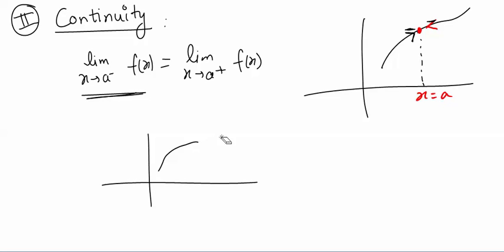I'll redraw it so that you'll understand it better. I'm approaching from right and you are getting the same value. Why are you getting the same value? Because the y coordinate is same, right? The y coordinate is same. Getting my point? But let's say this is your x equal to a point.